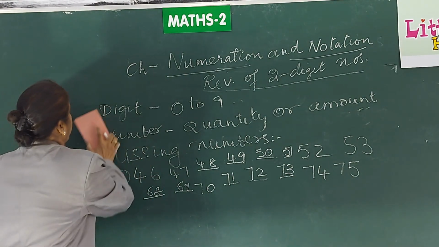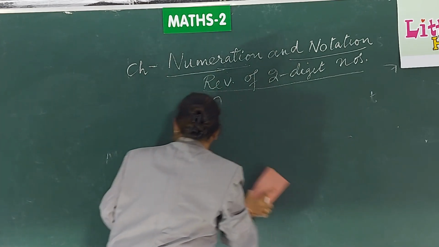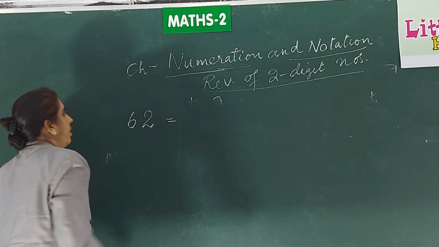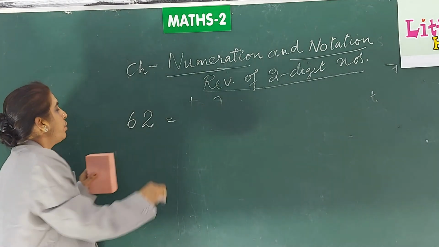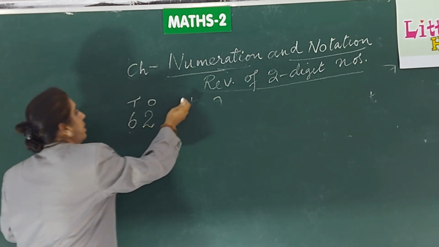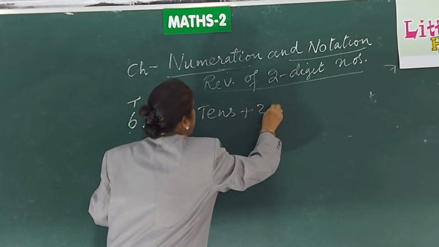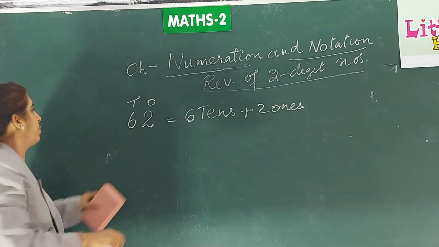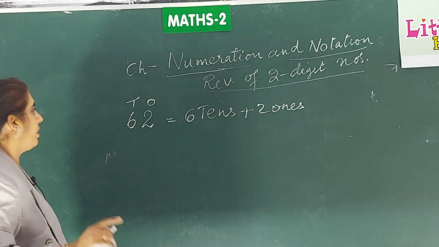Next, 62. In this, how many ones are there? How many tens are there? 2 is in the ones place and 6 is in the tens place. We have 6 tens and 2 ones. This is the expanded form of 62. So you can expand all the numbers from 10 to 99 in this way.